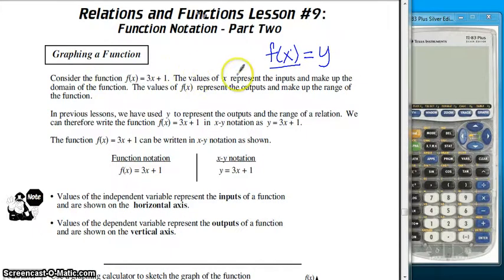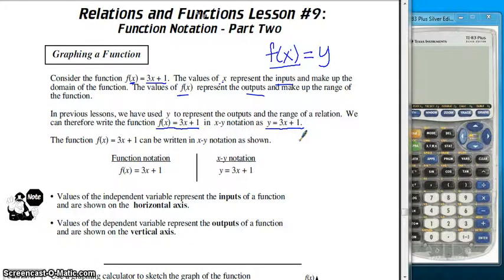Now we can also graph a function. So when you have a function, given f of x equal to 3x plus 1, it means for every input x, the output will be 3x plus 1. You multiply x by 3 and add 1. That will be the output. x represents the input, and f of x represents the output, which is 3x plus 1. So f of x equal to 3x plus 1 is the same as, in the xy notation, y equal to 3x plus 1.